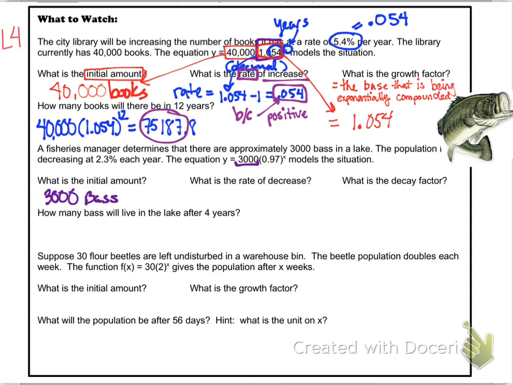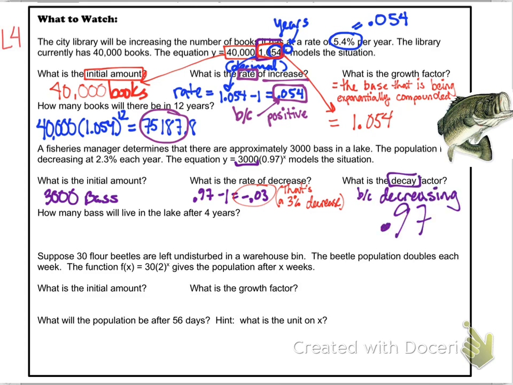All right, on the next one, 3,000 bass is our initial amount. What is the rate of decrease? Well, 0.97 minus 1 is a negative 0.03. Since it's negative, it's a decrease, and that would be a 3% decrease. The decay factor is 0.97. Since it's less than 1, it's decreasing.